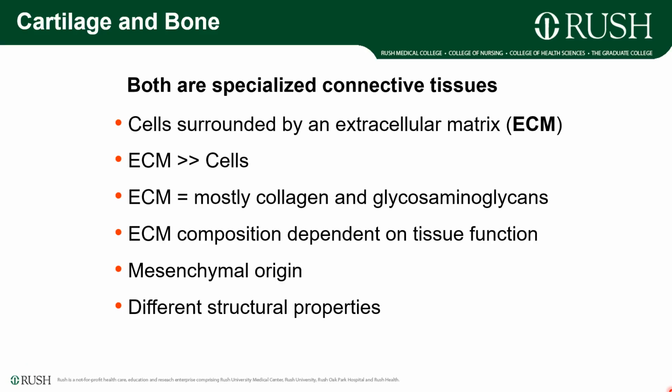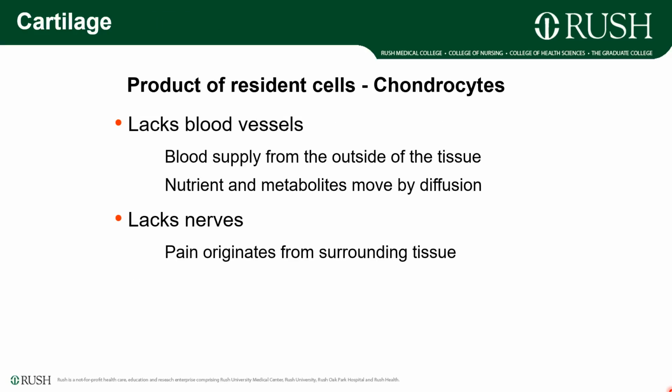Both cartilage and bone are of mesenchymal origin. So the ECM and the structure differences dictate the properties of the tissue. So let's talk about cartilage first.